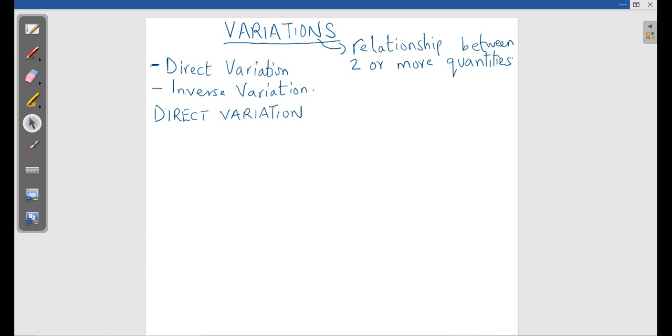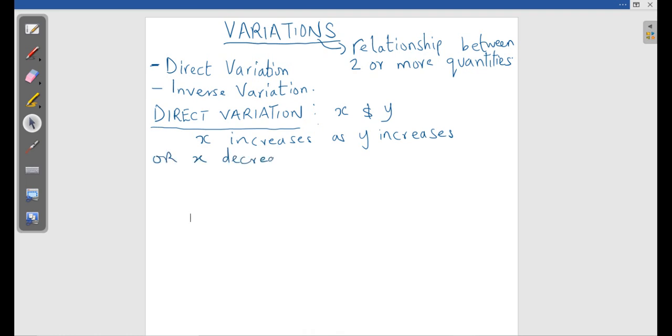Now, when we talk about direct variation, if I have 2 quantities x and y, if x increases as y increases, or if x decreases as y decreases, then we'll say this is direct.